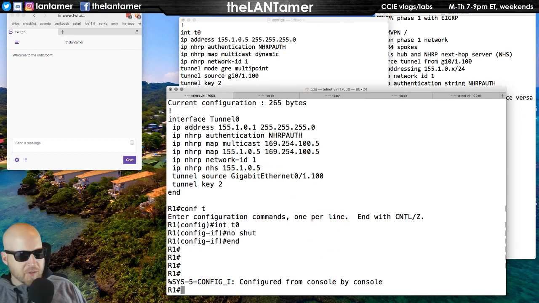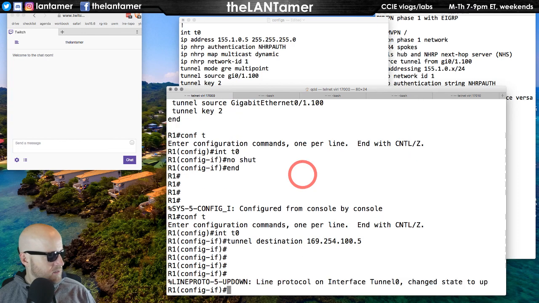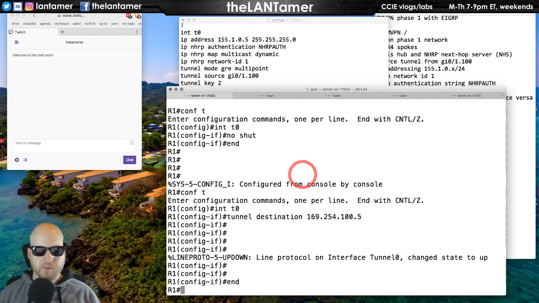Okay, IP address, IP NHRP authentication. IP NHRP map 155.105, 192.400.5. IP NHRP map multicast. IP NHRP network ID. IP NHRP NHS 15105, yes. Tunnel source, we don't have tunnel destination. Very important. Okay, boom. All right, good.